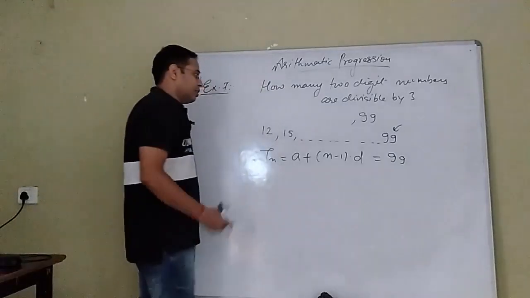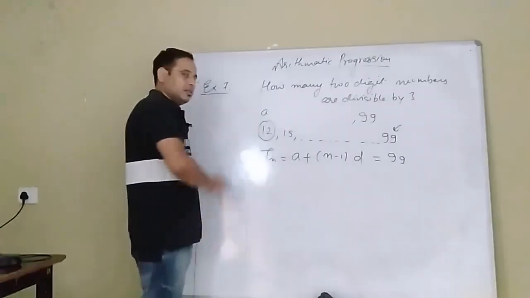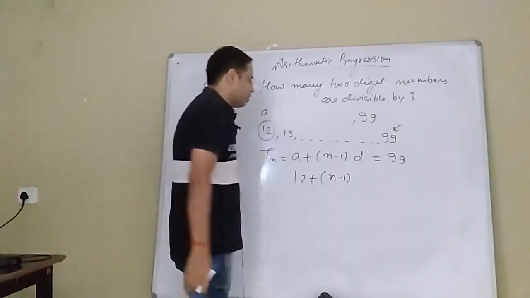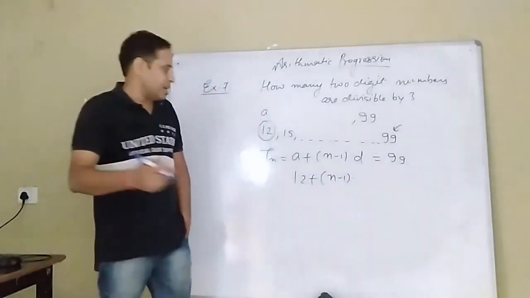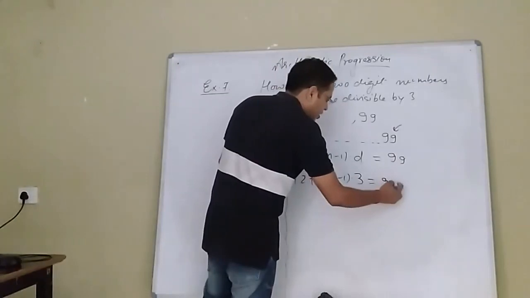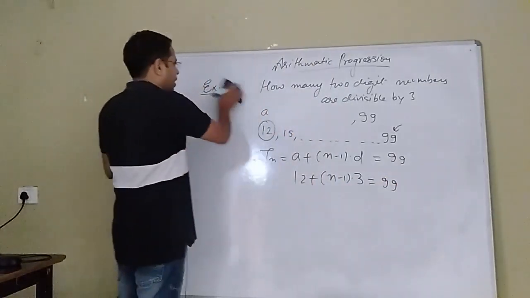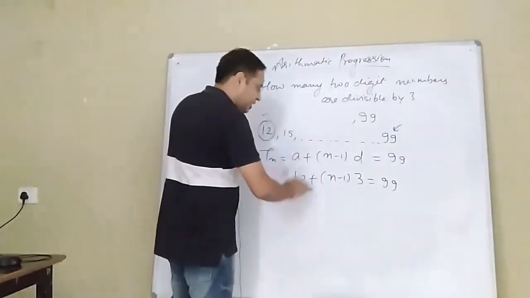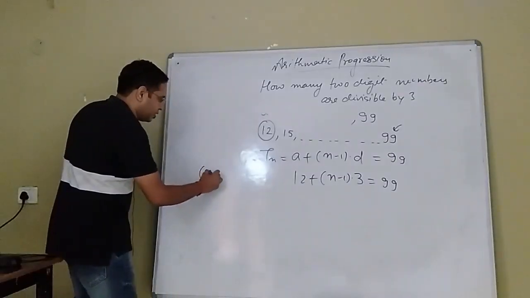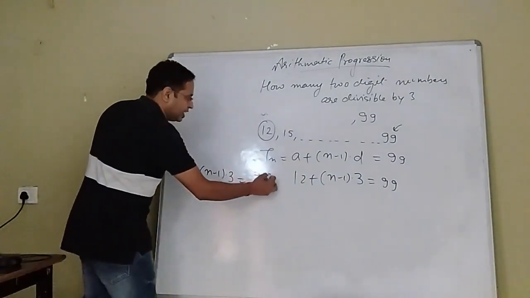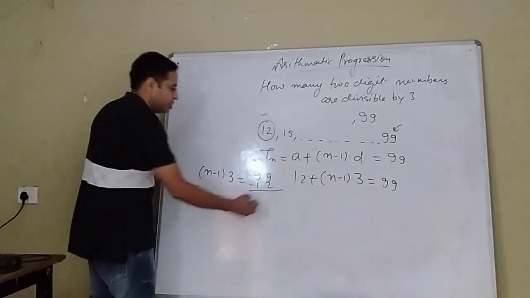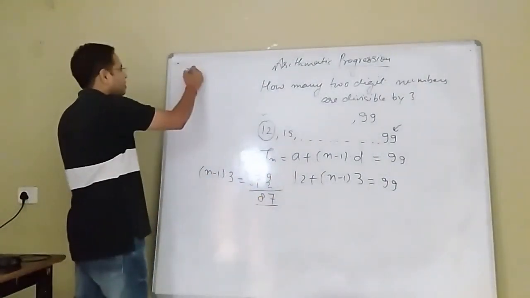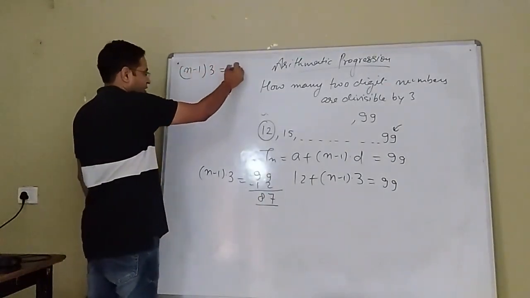The value of a is known to us. a is 12. We put 12 plus n minus 1, and the value of d is 15 minus 12, that is 3. Put it in. Now we have to solve this. We'll take 12 to the right-hand side, we'll get n minus 1 into 3 is equal to 99 minus 12. How much is left? 87. So we'll get n minus 1 into 3 is equal to 87.